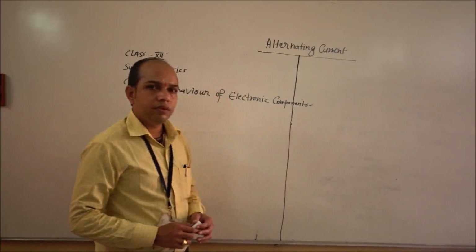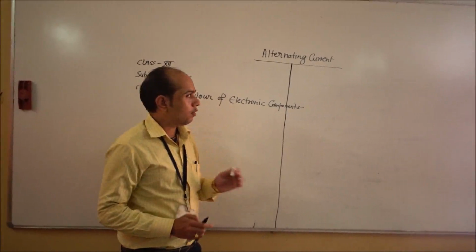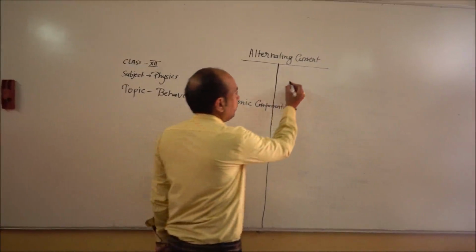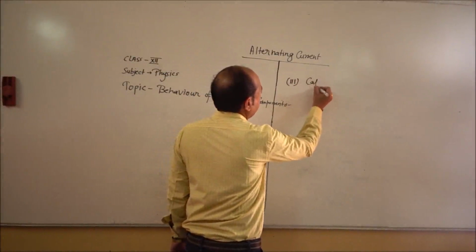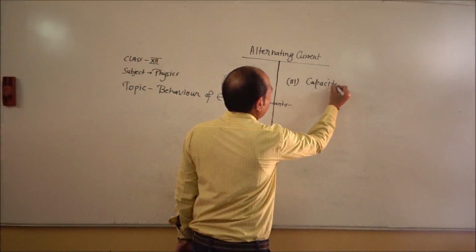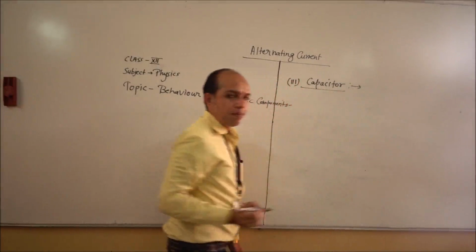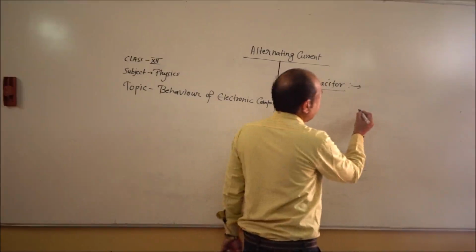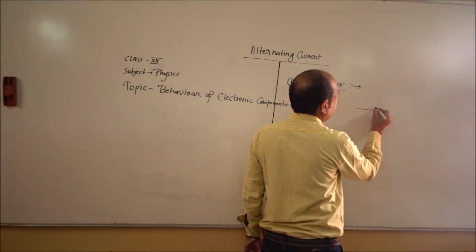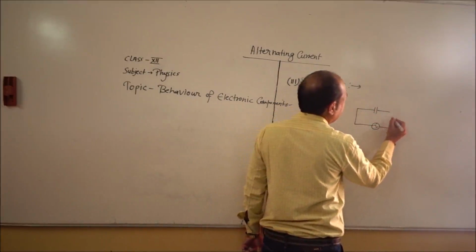So students, again we come to electric components' behavior. Next we come to the capacitor. Behavior of capacitor with alternating current. So we take one circuit in which capacitor C is connected with an AC source.